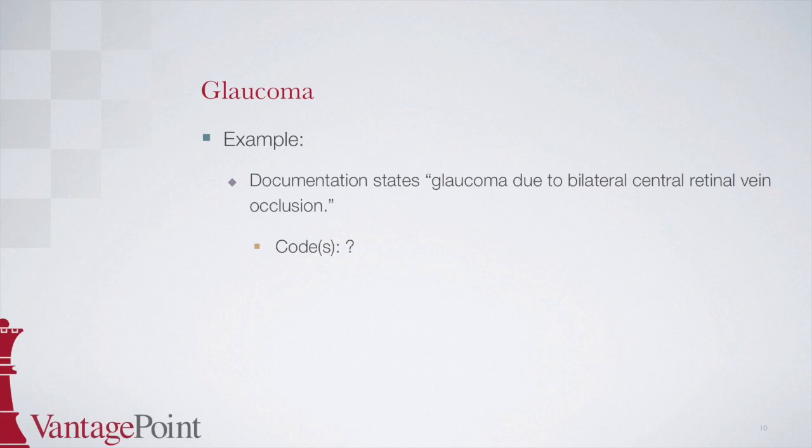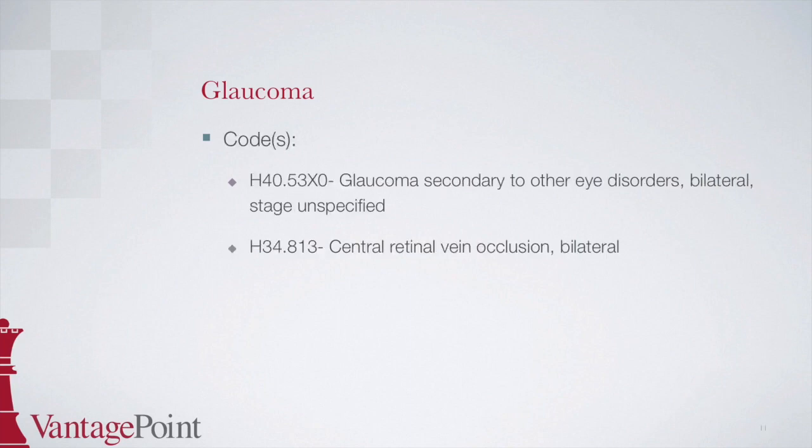Our next example is a patient with glaucoma due to bilateral central retinal vein occlusion. How would you code this? Please pause the webinar to complete this example and then hit play to continue and learn the answer. The first code is H40.53X0, glaucoma secondary to other eye disorders, bilateral, stage unspecified.